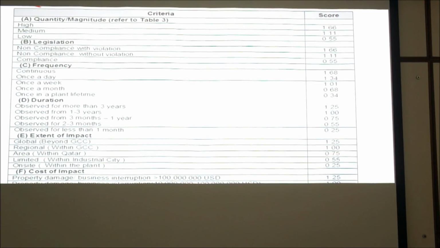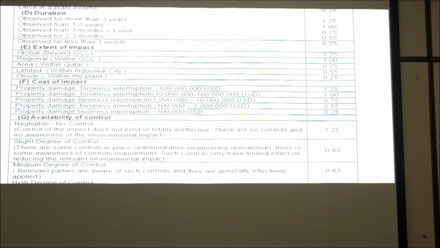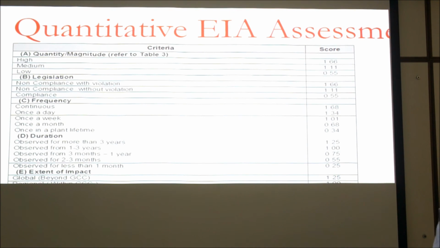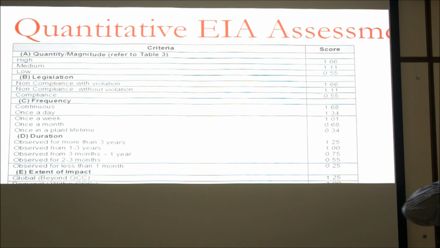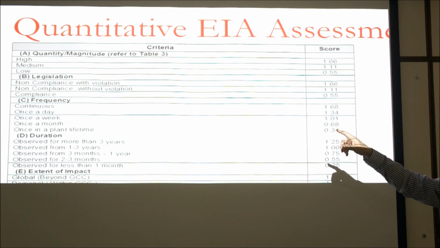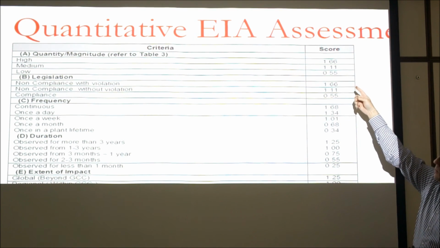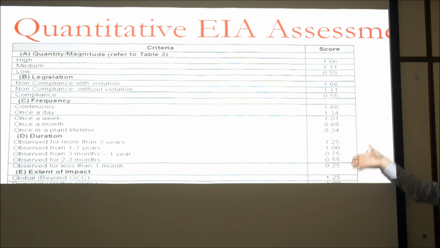E being the extent of the impact, F being the cost of the impact, and G being the availability of the control. For each one of these criteria, we have different levels: high, medium, low. For the quantity, high is having a different score, medium is having a different score, and so on.